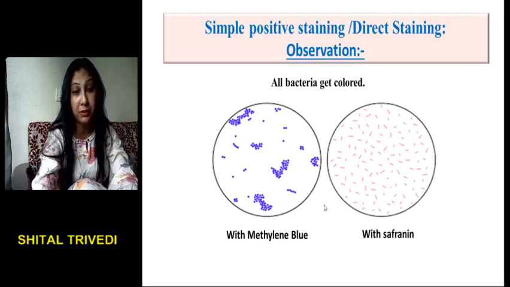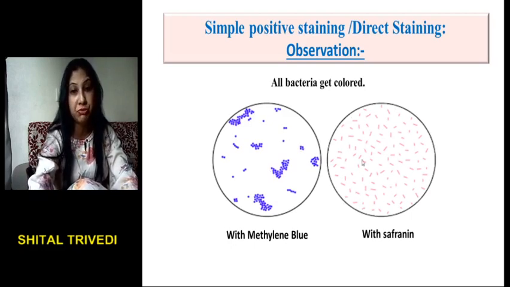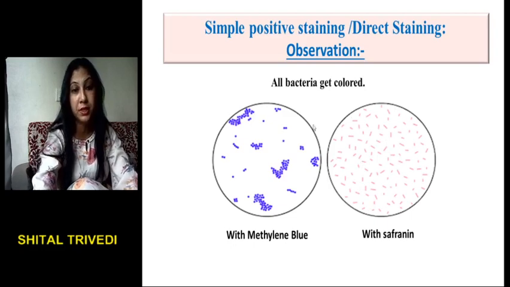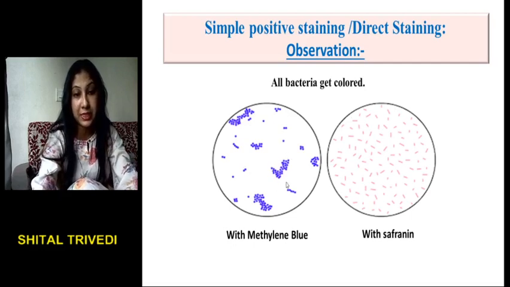In case of methylene blue, we can see all the organisms colored blue. If we use safranin, then we can observe the pinkish red color of the microorganisms. So in this specimen, for example, if the sample is of bacteria, then we can see the shape, arrangement and size of the organisms.